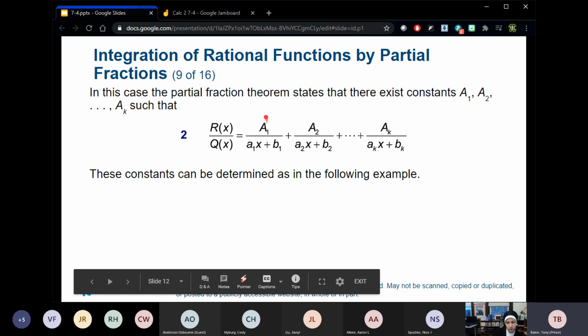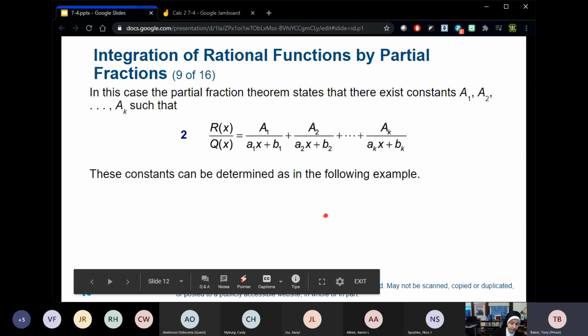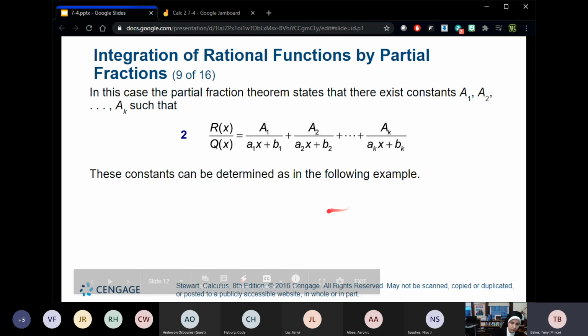When we break it up, that means there's a constant at the top of each one. Remember, it's got to be one less than the degree on the bottom. So if the degree on the bottom is a linear term, one less would be a constant for the top. So the key is being able to find those constant terms at the top.